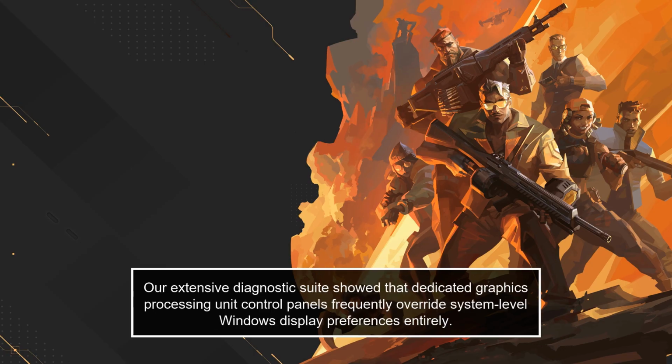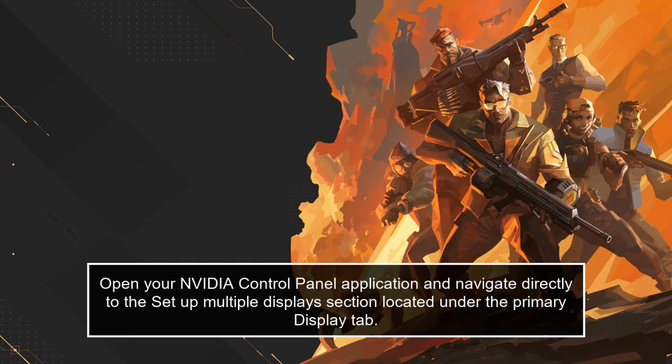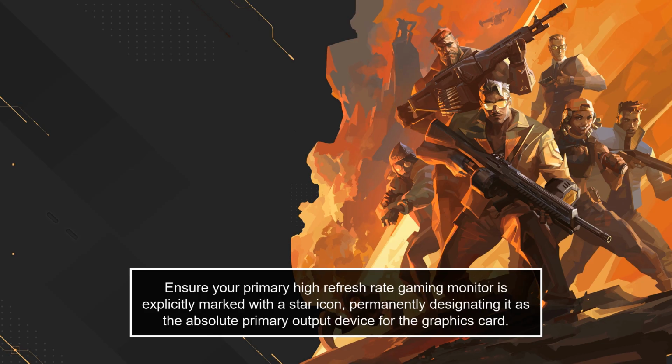Our extensive diagnostic suite showed that dedicated graphics processing unit control panels frequently override system-level Windows display preferences entirely. Open your NVIDIA Control Panel application and navigate directly to the Set Up Multiple Displays section located under the Primary Display tab. Ensure your primary high refresh rate gaming monitor is explicitly marked with a star icon, permanently designating it as the absolute primary output device for the graphics card.